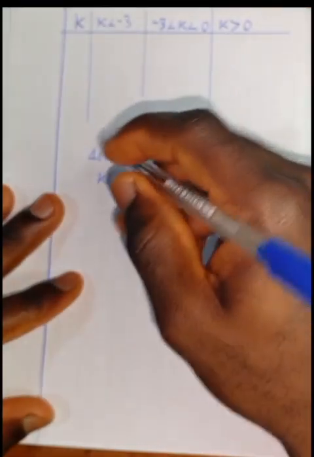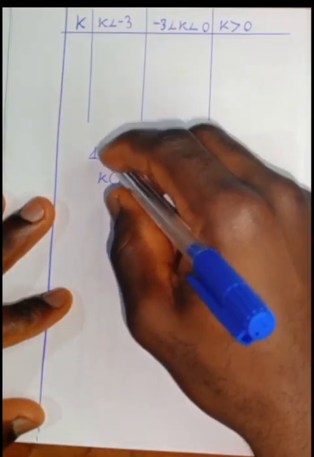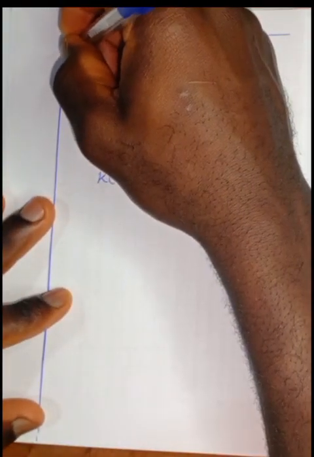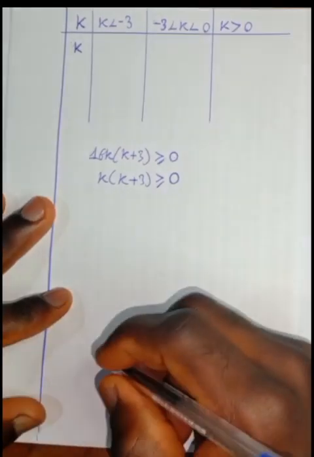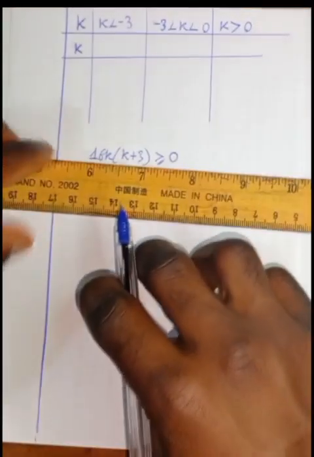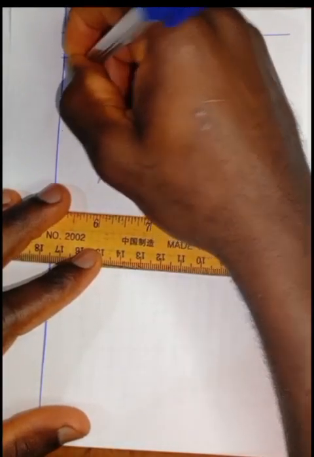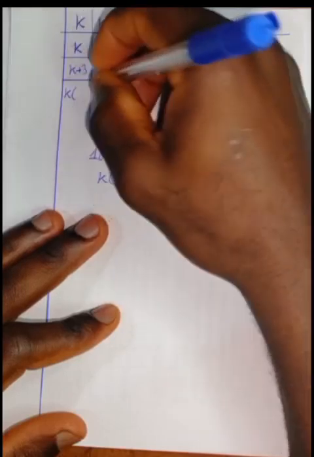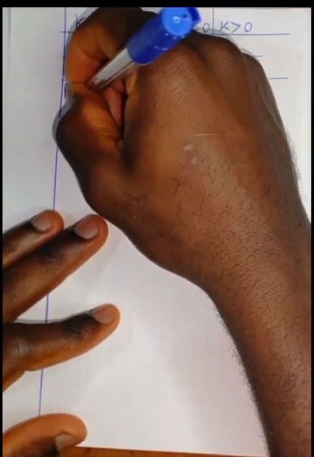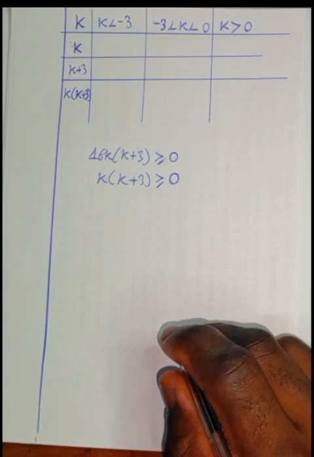Now let's proceed by drawing our sign table. For the first row, I'll just insert k. Instead of 16k, I'll just put k here. And I'll take note of the sign. The next row, k plus 3. The last row we have k times k plus 3. We are just to write down the signs.